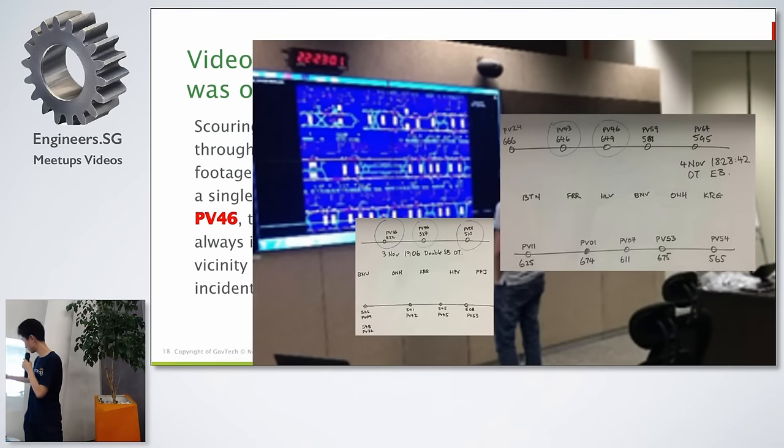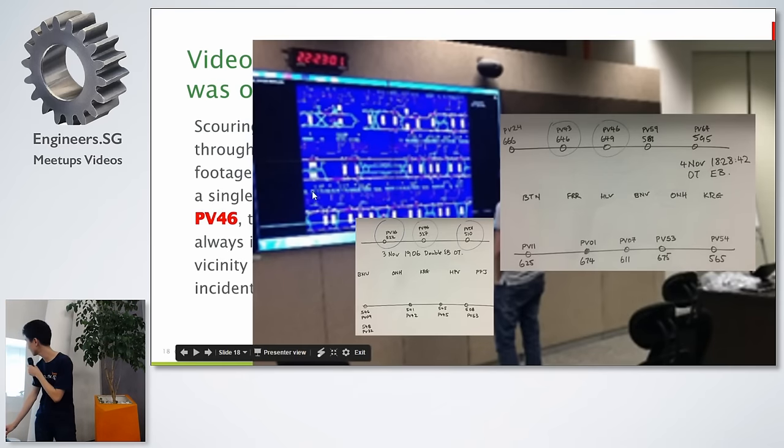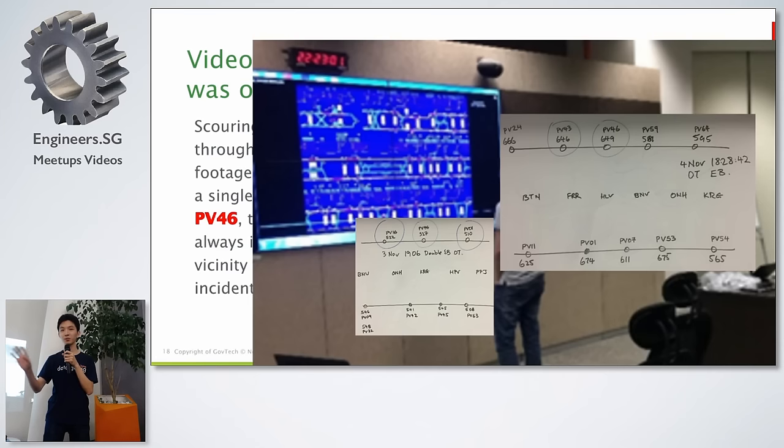Yes, so you can see here that in the absence of clear-cut data from the computer, you have multiple candidates. 43 is a candidate, 46 is a candidate, 16. That was all filtered by hand, and the one that appeared most frequently with the occurrence of incidents was 46.